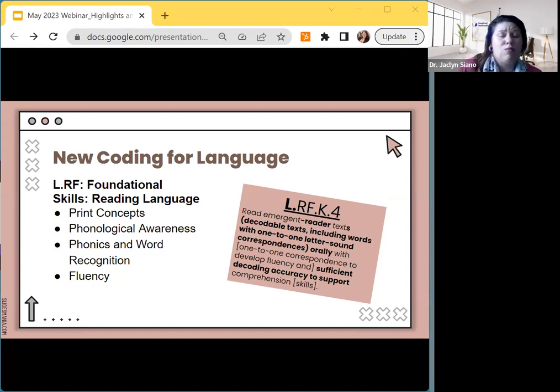As someone who's a curriculum writer, I look at this and say, okay, so anytime they're covering decodable texts or one-to-one letter sounds, this is a standard that would be covered. So I definitely think it makes it easier as a curriculum person. So it's all the stuff that was covered in the foundational skills in 2016, except now it's in a different section. So print concepts, awareness, phonics, word recognition, fluency, all the same stuff, just more specific, more detailed in the language section.